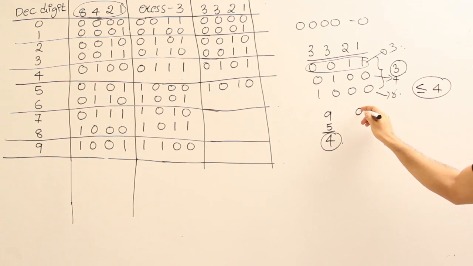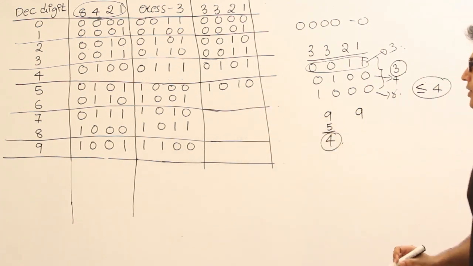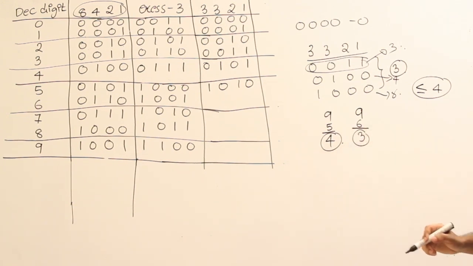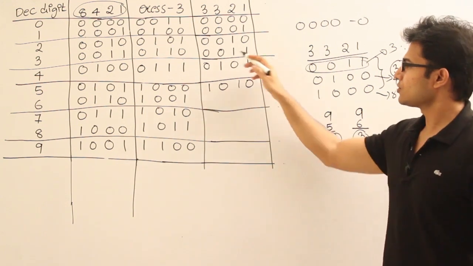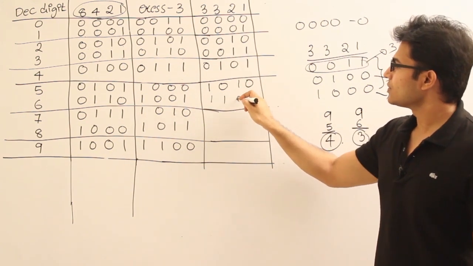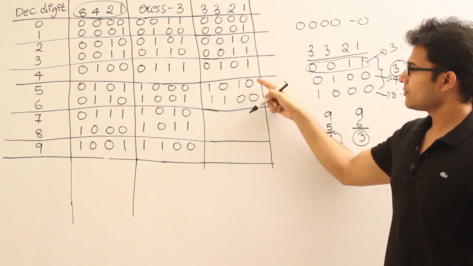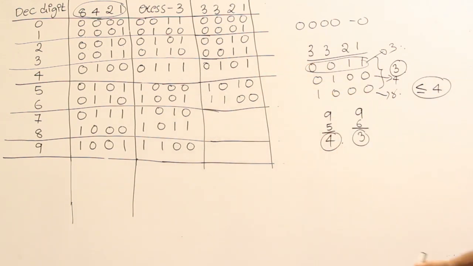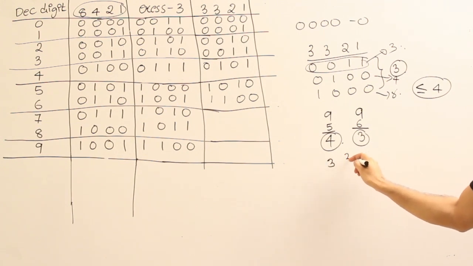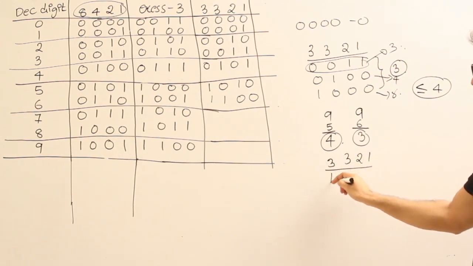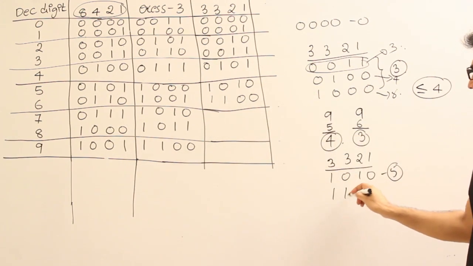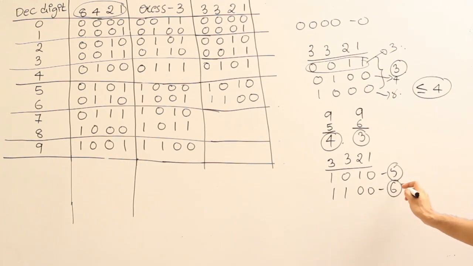Similarly, for 6, take the 9's complement of 6. What is it? 3. Find the 1's complement of 3 and put it there. What is the 1's complement of 3? 1 1 0 0. Also note that these numbers are again weighted, which means if you convert using the formula, you will get the actual number. See this: 1 0 1 0. The code is 3321. And what is 1010? 1010 is 5. And what about 1100? 1100 is 6.